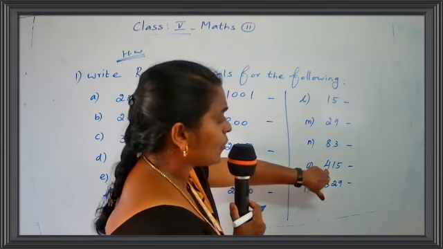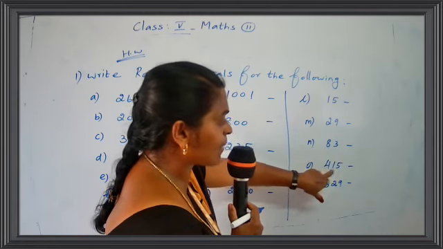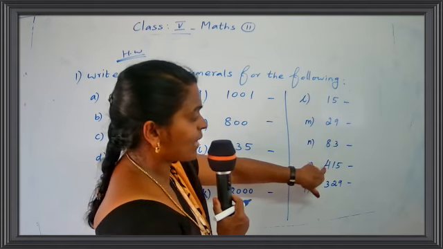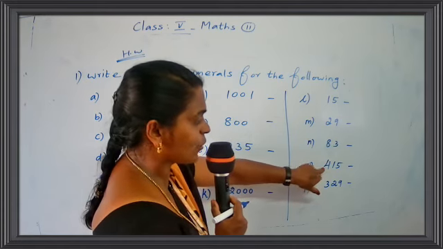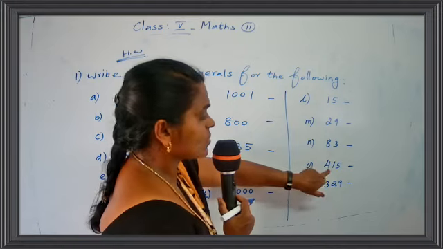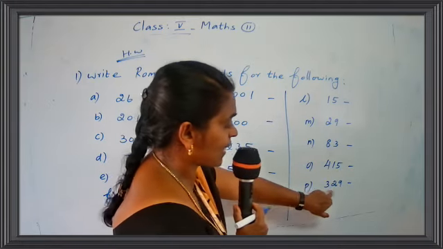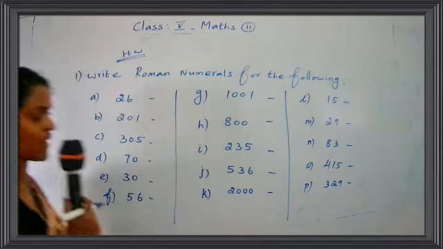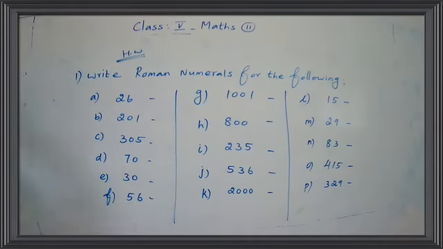But here 400 can be split as 500 minus 100. We can always write a symbol only 3 times. But here 400 is there, so how should we split it? 500 minus 100. That's the value of 400. Okay. So 415. Next 329. So 329 can be written as 300 plus 20 plus 9. Okay, children. So you write the Roman numerals for the following numbers. Okay. It is very easy only. So do carefully and do it yourself. Okay. We will see in the next class. Okay, children. Thank you.